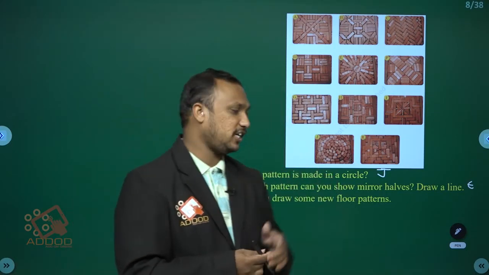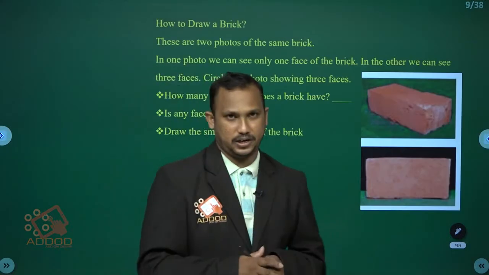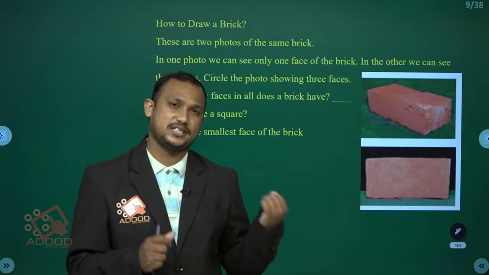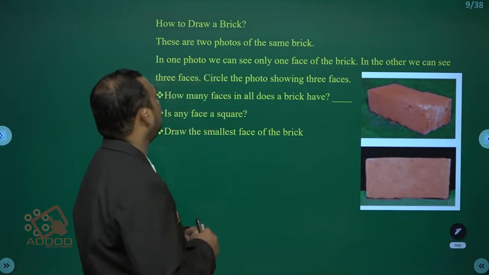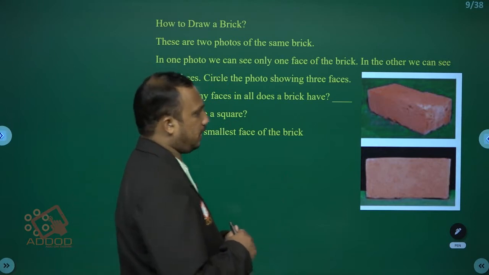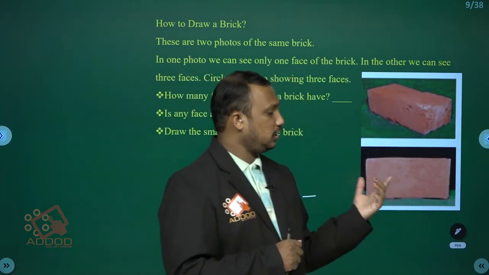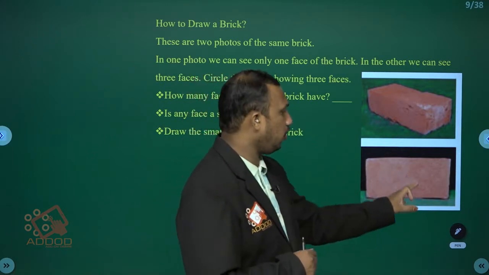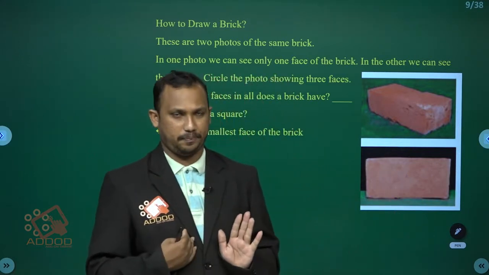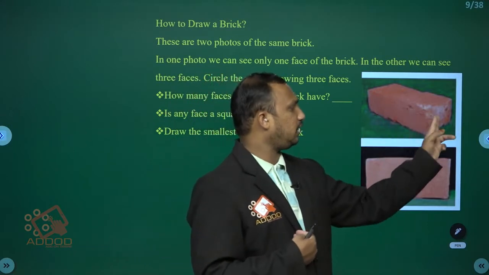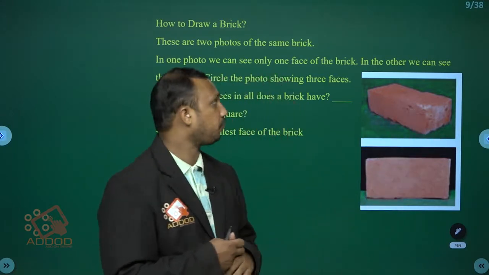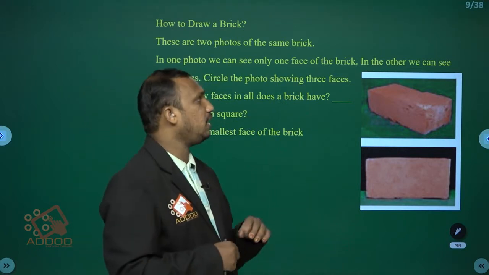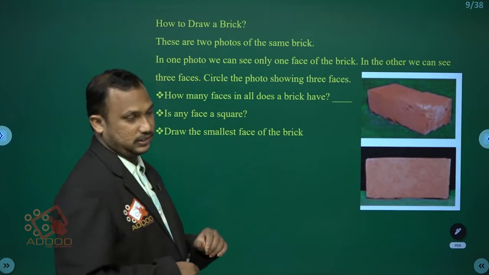Next point, how to draw a brick. Is it easy or tough? Let's see it. These are two photos of the same brick. In this photo, you can see only one side of the brick. In this one, we can see three sides of the brick. In one photo we can see only one face of the brick, and in another we can see three faces.